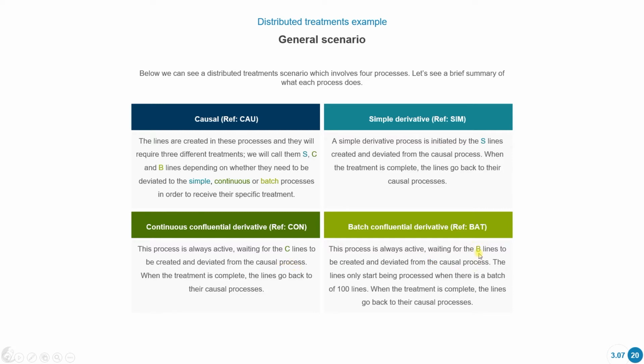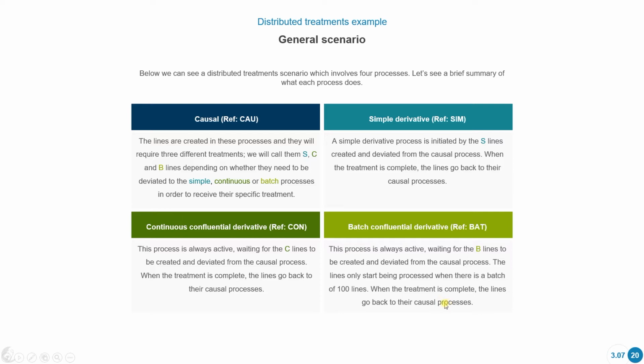The only thing that changes is the type of lines that are going to be deviated to this class of process. But now the difference comes in this second phrase. It says, only the lines that are being processed are only going to be processed when there's a batch of at least 100 lines. So in this class of process, I'm going to create a batch of 100 lines. And once I have that batch, I'm going to start processing those lines. Once they've been processed, I'm going to send them back. So here we're actually creating batches, and until we have a batch created, we're not going to start processing them. Once the treatment is complete, the lines go back to their causal process.